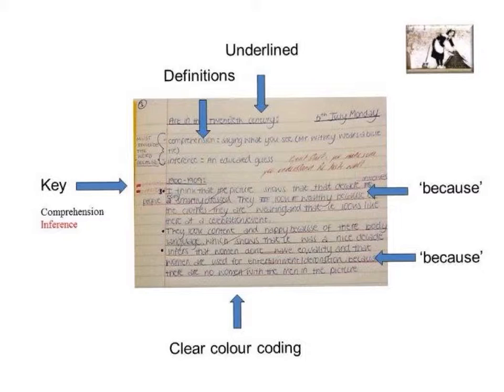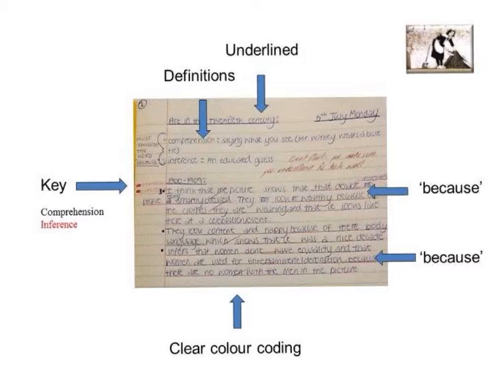So this is what we're looking for from each piece of art that you are going to be shown. You will be provided to write a brief paragraph. The paragraph will identify the comprehension and the inference, and for both you will explain using the word because why you are making that comprehension or why you are making that particular inference.